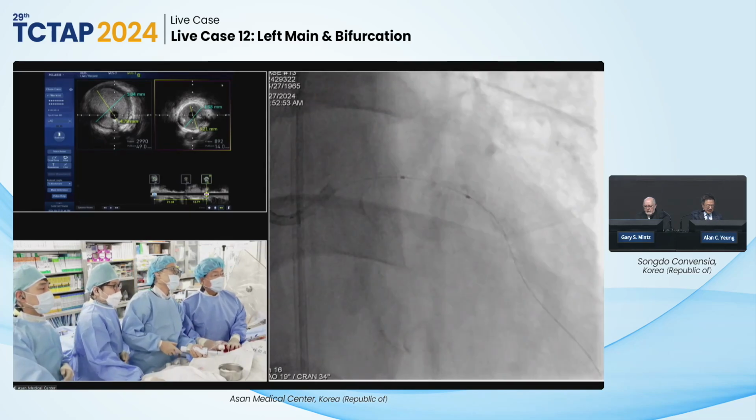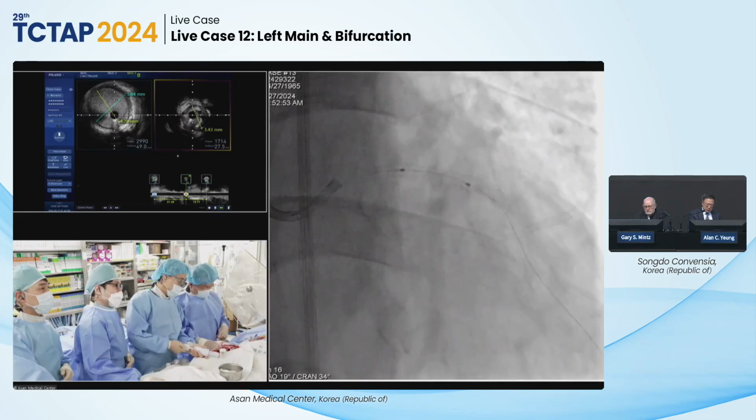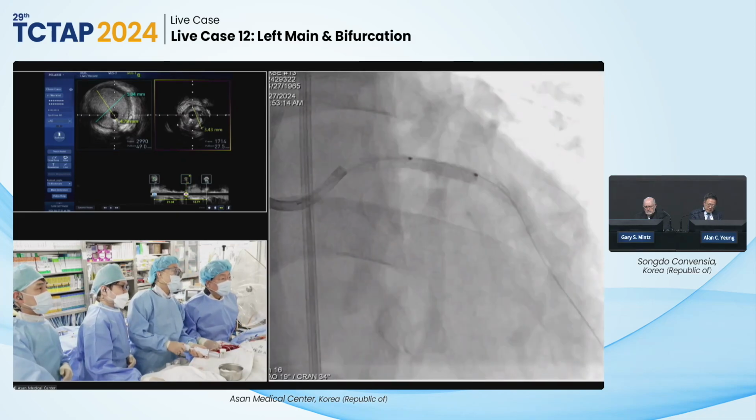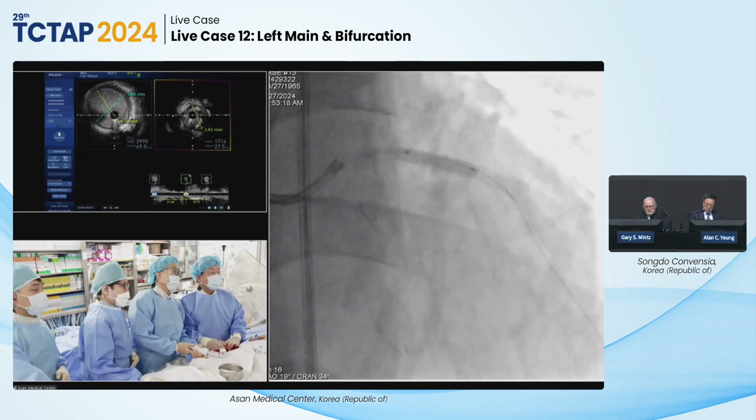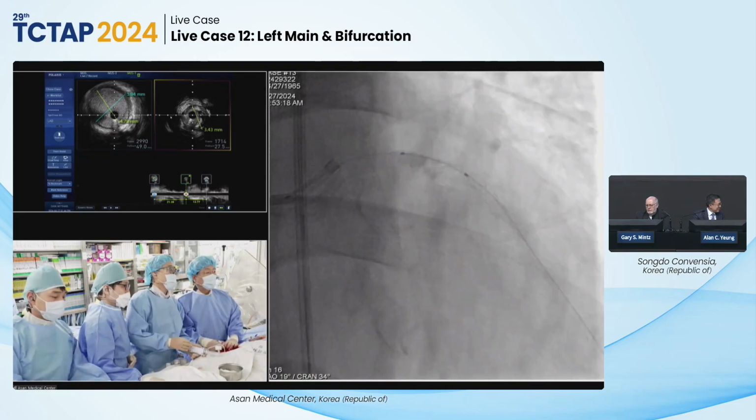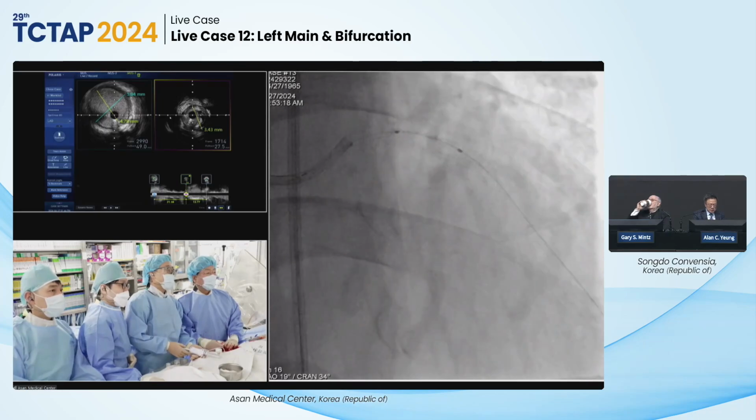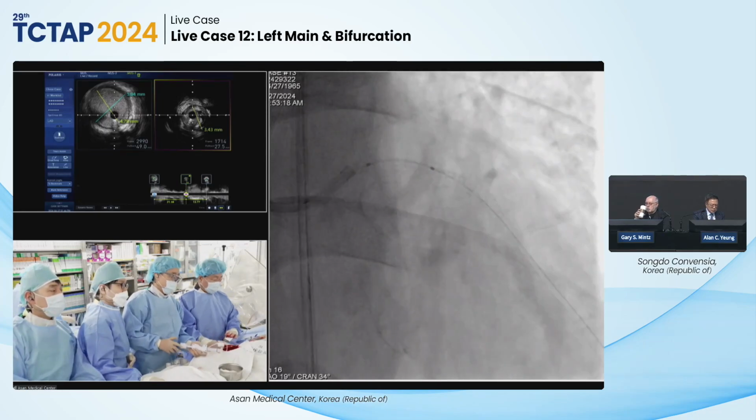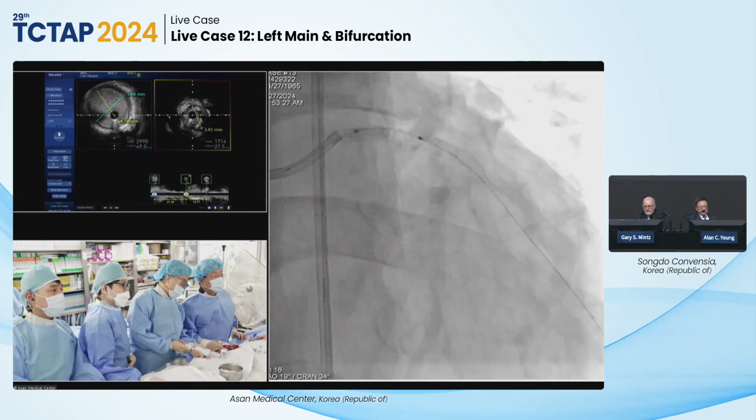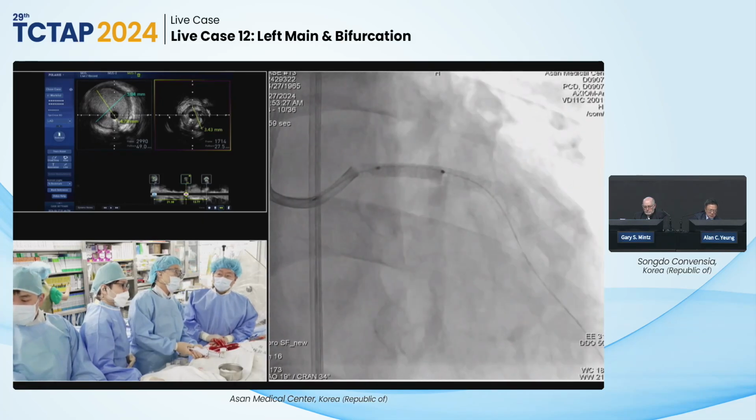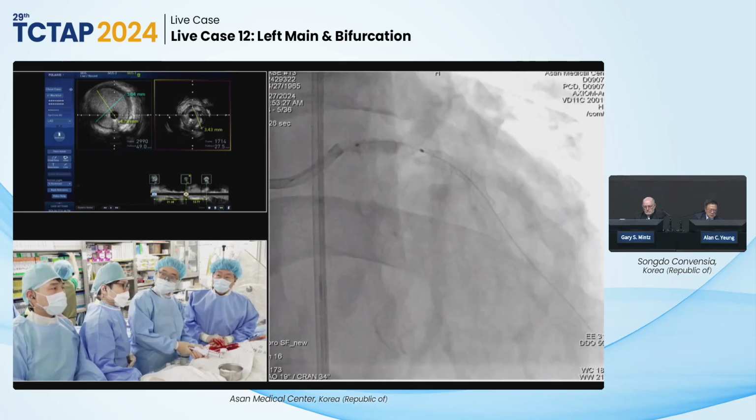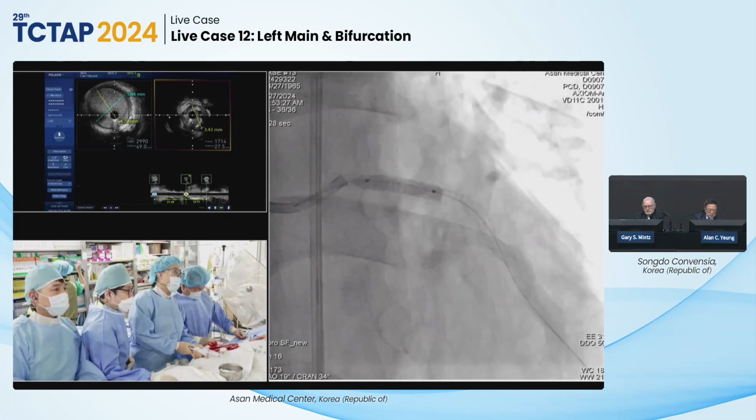So this is a 3.5 NC balloon. And actually, the aneurysmal size was 4.0 on the IVUS, and this is a good point. Okay, 3.5, 20, 24. 3.7, almost 4. Deflate.